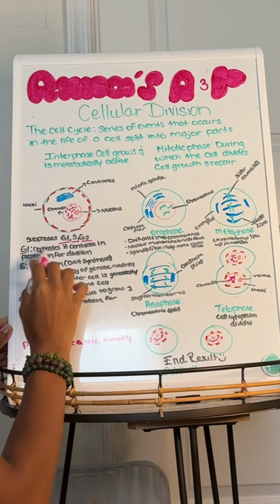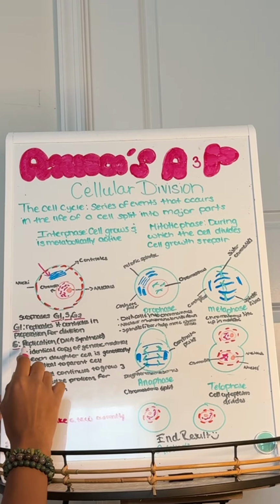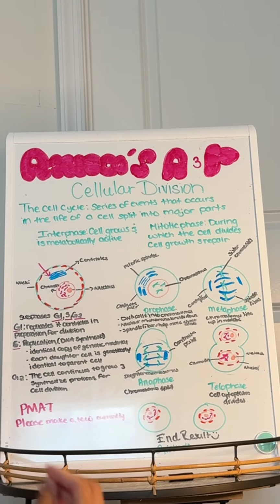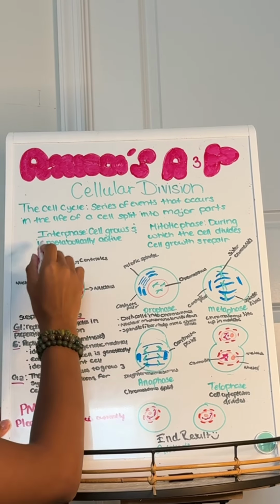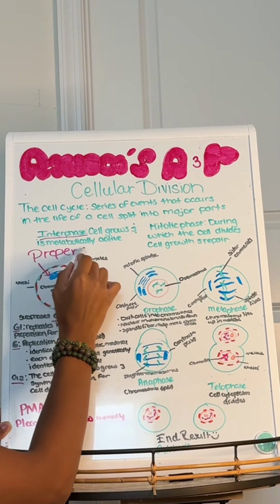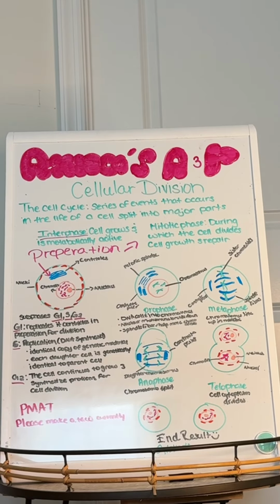During G1, the cell replicates its centrioles here, so it replicates these. S phase, replication, DNA synthesis is what is occurring. So it's creating identical copies of genetic material. Each daughter cell is genetically identical to its parent cell. And then we have G2. The cell continues to grow and synthesizes proteins for cell division. So basically, interphase is just the preparation for the mitotic phase.